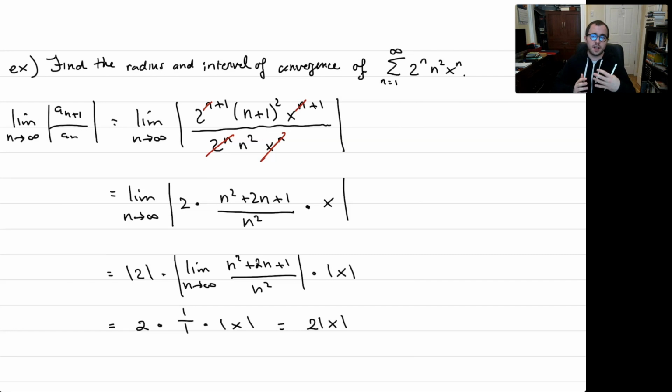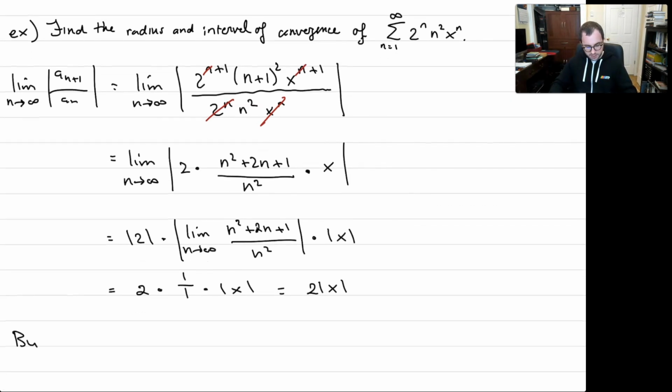So this is a little unlike the first two examples where we actually got a number when we evaluated the limit of absolute ratios. Now the limit of absolute ratios is an expression involving x. So now we need to use the ratio test to say, well, what values of x will make the limit of absolute ratios, 2 times the absolute value of x, less than 1 or more than 1?